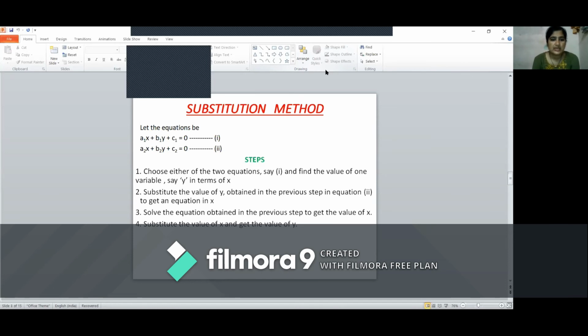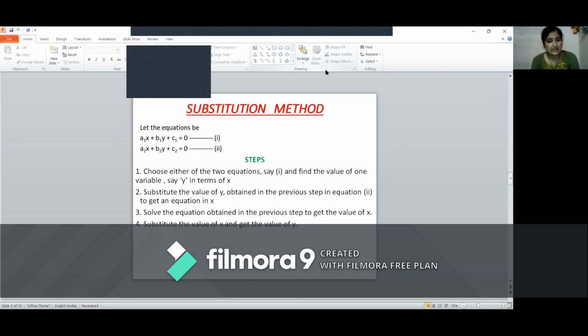Please see this one. The first equation is a1x plus b1y plus c1 is equal to 0, and a2x plus b2y plus c2 is equal to 0. So what are the steps to use the substitution method? Have a look. First, choose either of the two equations and find the value of one variable, say y, in terms of x. So you have to choose any one equation from these two, and find the value of one variable y in terms of x.